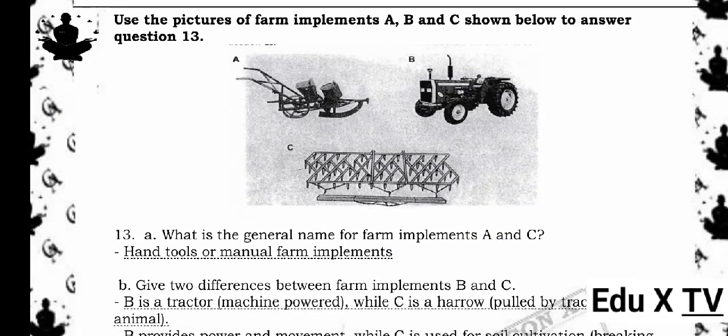Use the pictures of farm implements A, B and C shown below to answer question 13.